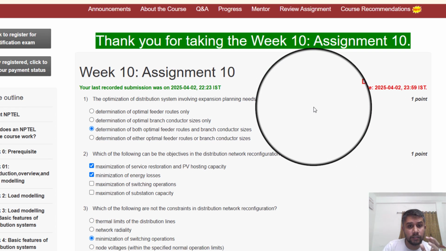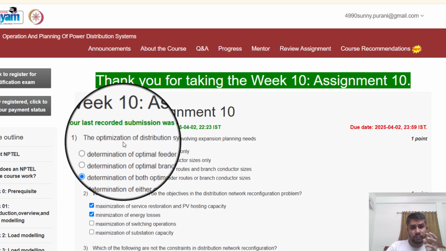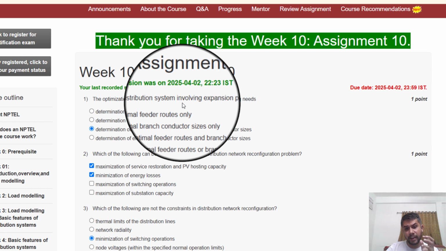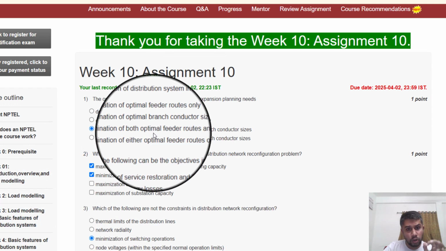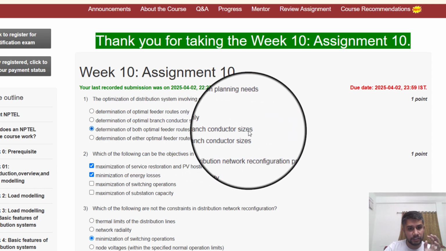So we are discussing the next assignment of week 10 for the course on operation and planning of power distribution system. The first question asked about the optimization of distribution system involving expansion planning needs. It means we are dealing with expansion that considers both feeder routes and branch conductor sizes. So the answer is C, determination of both optimal feeder routes and branch conductor sizes.